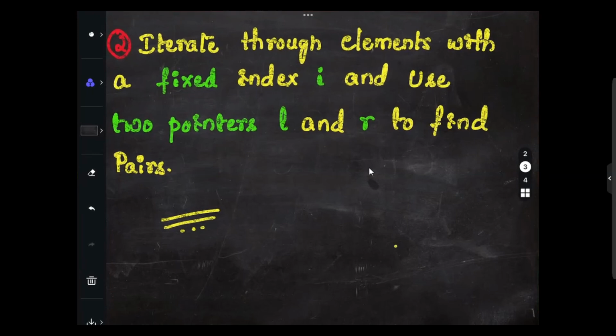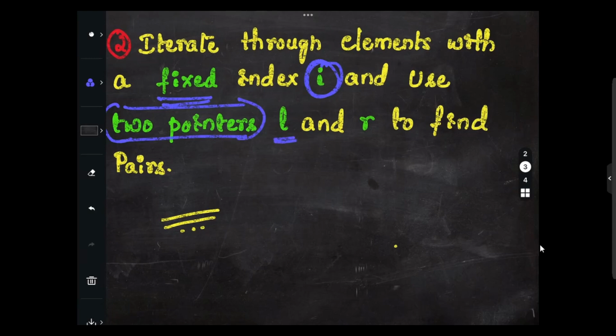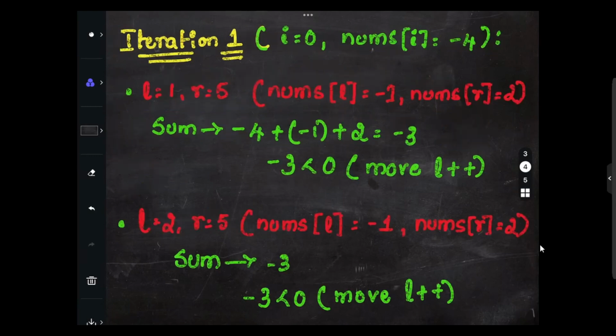We will iterate through the elements with a fixed index I. This is very important. So we will iterate through the elements with a fixed index I, and we will be making use of the two pointers here, L and R, to find the pairs, right?